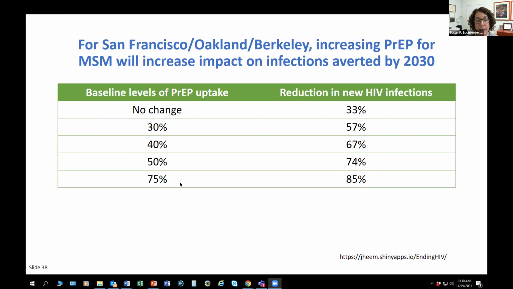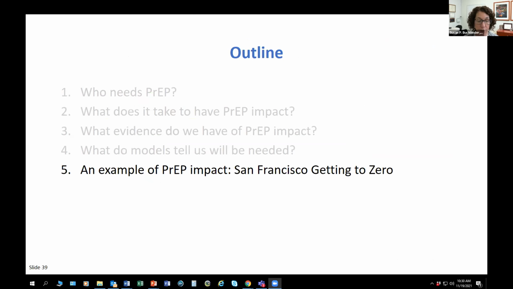So again, that's, to me, good news that says that PrEP can really get us a substantial proportion of the way, but not all the way to where we need to be to end the epidemic. So I wanted to close by just telling you a little bit about some examples of things that we've done in San Francisco to try to scale up PrEP as part of our San Francisco Getting to Zero consortium, which is built on this framework of collective impact.